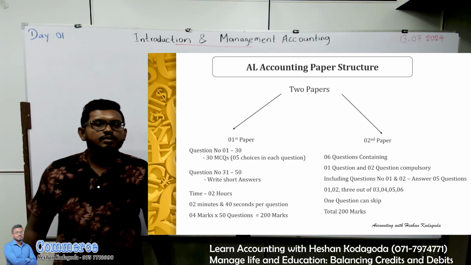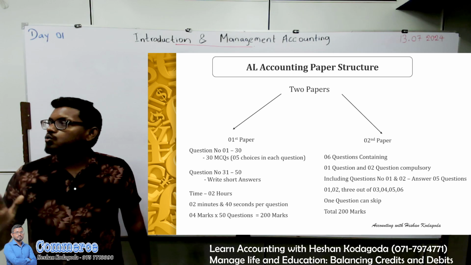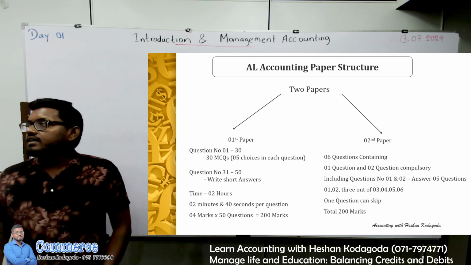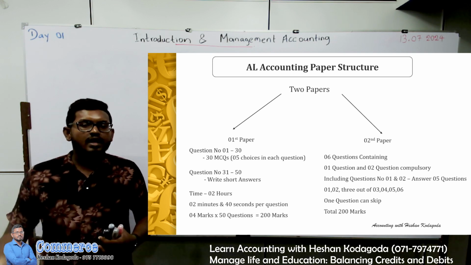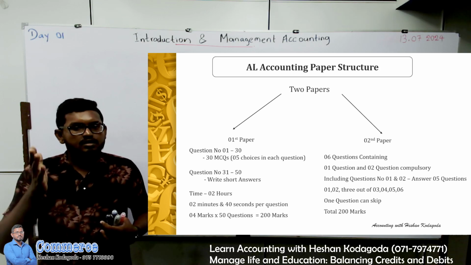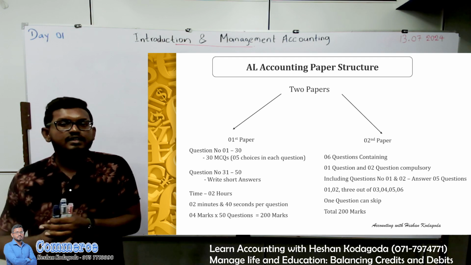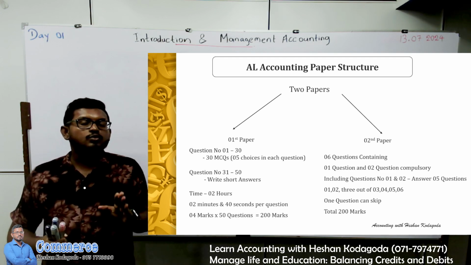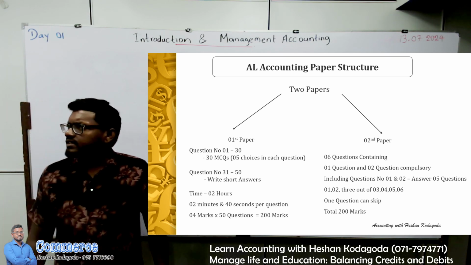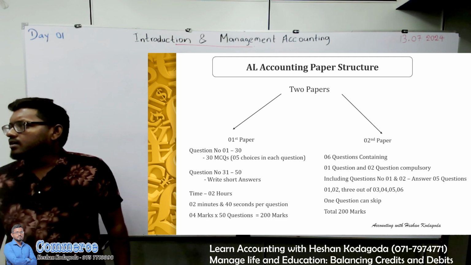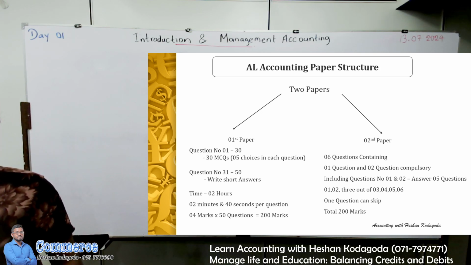When it comes to the second paper, you can see 6 questions, and the first and second questions are compulsory. Including the first and second, you need to write 5 questions, which means additionally you need to write 3 questions. There are 6 questions, so other than that, one question can be skipped. Total 200 marks here also.